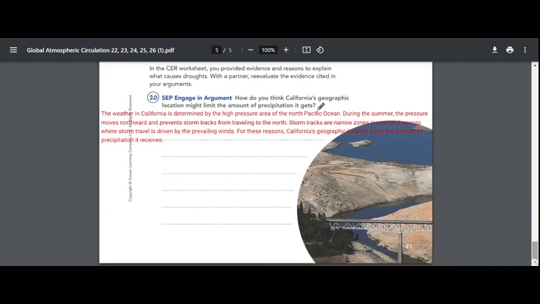And then, how do you think California's geographic location might limit the amount of precipitation it gets? So we know that the weather in California is determined by the high pressure area of the North Pacific Ocean. During the summer, the pressure moves northward and prevents storm tracks from traveling to the north. Storm tracks are narrow zones in seas and oceans where storm travel is driven by the prevailing winds. For these reasons, California's geographic location limits the amount of precipitation it receives.